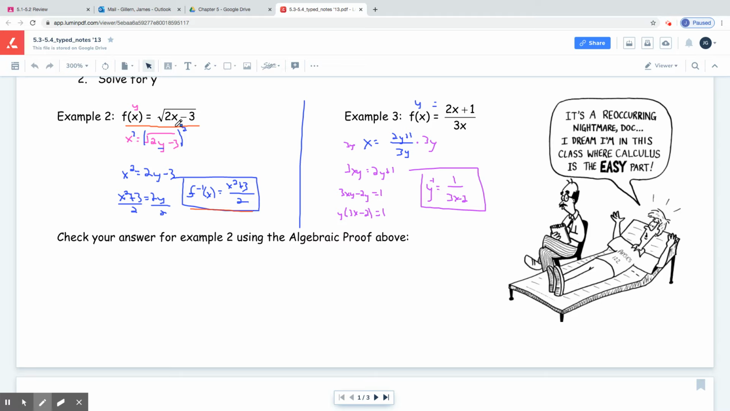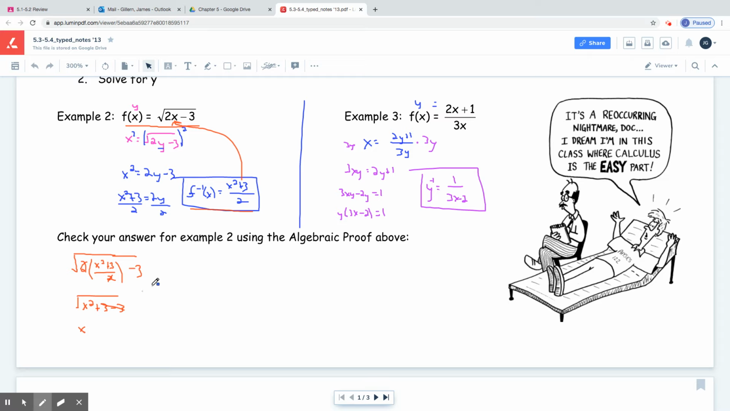We have to do a composition of functions, which means I have to put all of this in for that x. That's the first thing I'm going to do. So I get the square root of 2 times x squared plus 3 over 2, minus 3. I just took all of this and plugged it in for that x. Now those cancel, and I'm left with the square root of x squared plus 3 minus 3. These 3's cancel. I'm left with the square root of x squared, which is just x. And that's what we want.